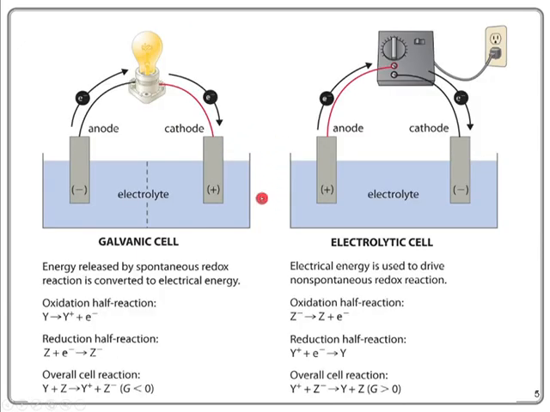We'll look at this a bit later, but this gives you a diagram of what a galvanic cell is. This is where a spontaneous reaction goes through. Then you have an electrolytic cell, where a non-spontaneous reaction takes place. Don't worry about some of the details of the diagrams. We'll define some of these terms as we proceed.